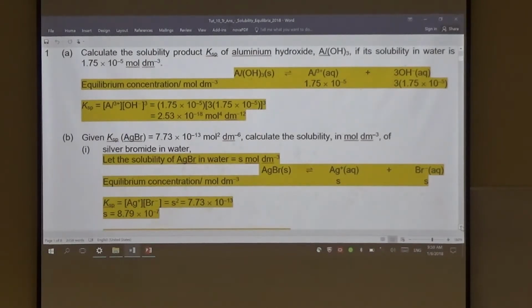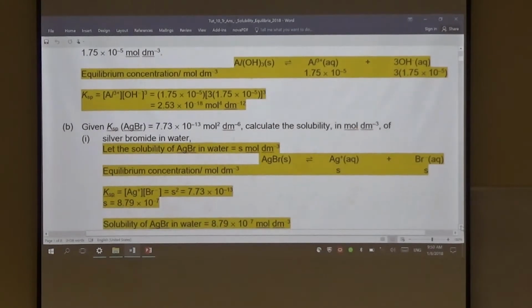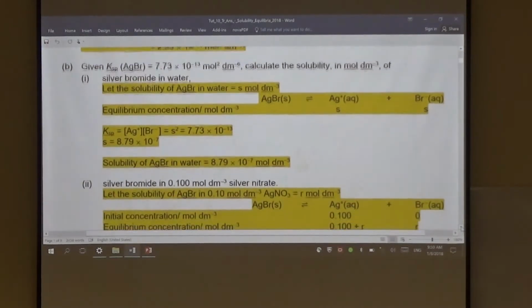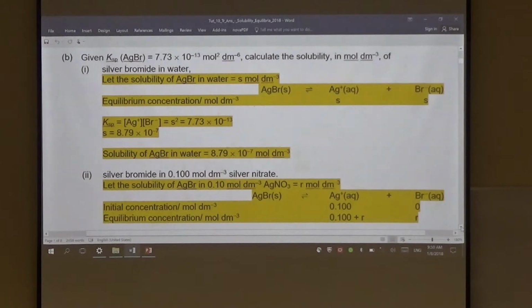Okay, so for S, are you done with part A? Okay, for part B, the thing to take note of is that you dissolve it in 0.1 mole per dm cube silver nitrate. So the initial silver concentration is not 0. Okay, so you need to take that into account for the equilibrium. Have you all copied B already?